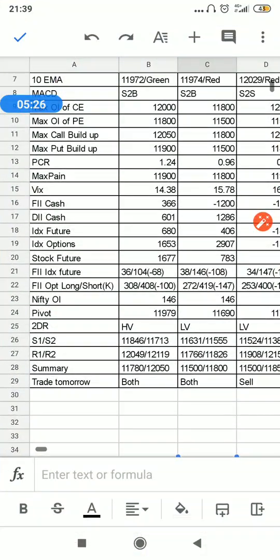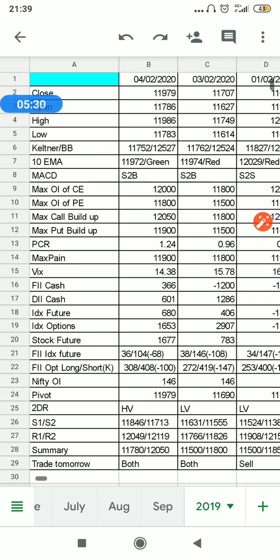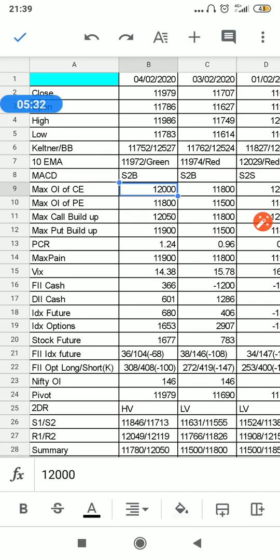Here anyways I have taken all the data, so we'll see it once more. So maximum call open interest is at 12,000, okay, and maximum put open interest is at 11,800. So now this is shifted. The maximum OI of call has shifted from 11,800 to 12,000, which is good for the bulls. Similarly, put has also shifted from 11,500 to 11,800.